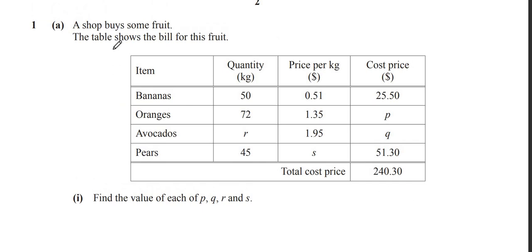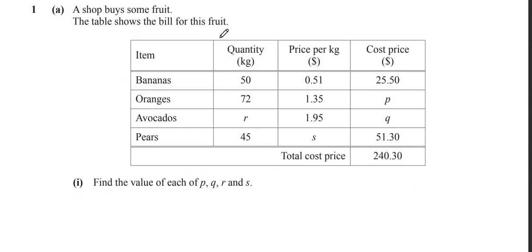The first question says that a shop buys some fruit. The table shows the bill for this fruit. Find the value of each of P, Q, R, and S. So you have bananas, oranges, avocados, pears. Now you need to find the value of P.